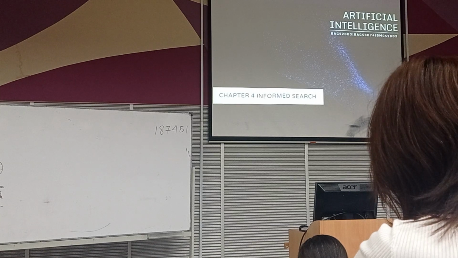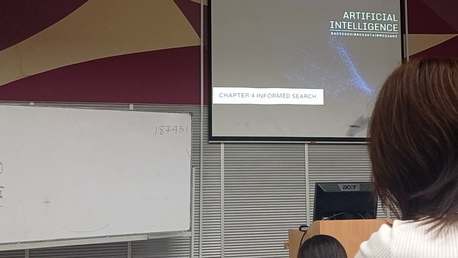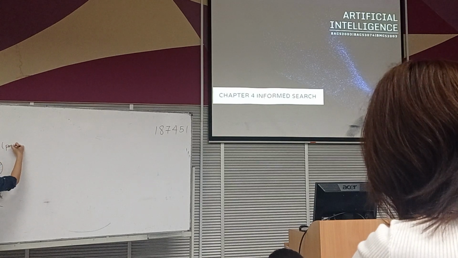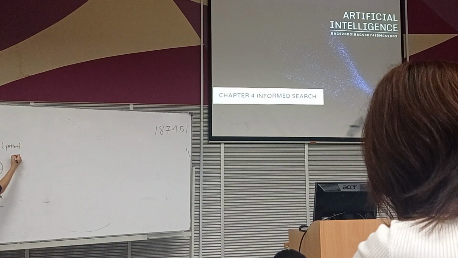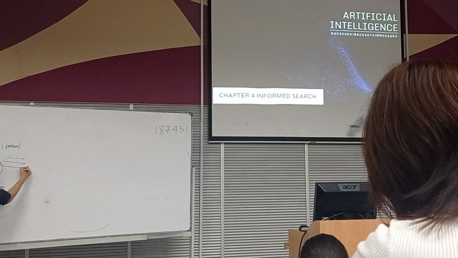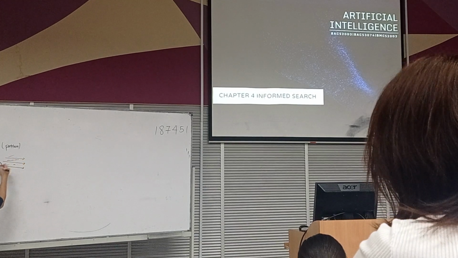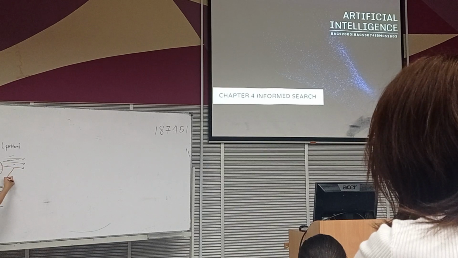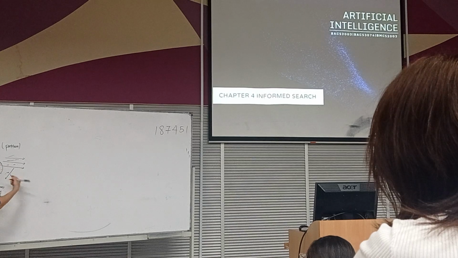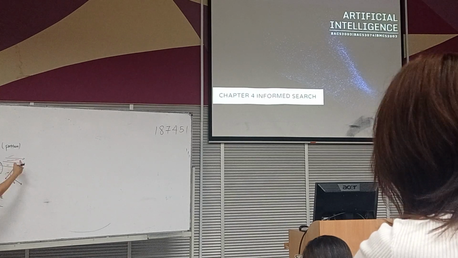So what is the difference between uninformed search and informed search? Uninformed search depends solely on patterns. Breadth search follows the horizontal pattern: if there are no solutions, you go to the next level. Depth search goes in one direction: if there are no solutions, you backtrack and go to another branch. So these are the patterns.